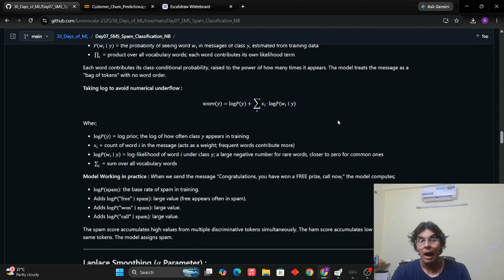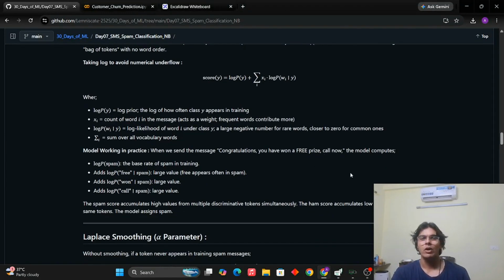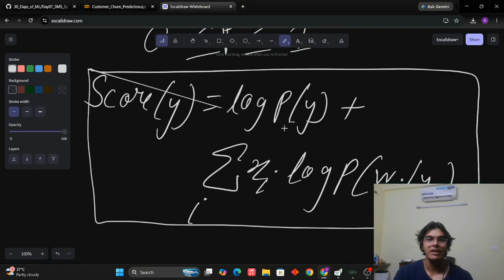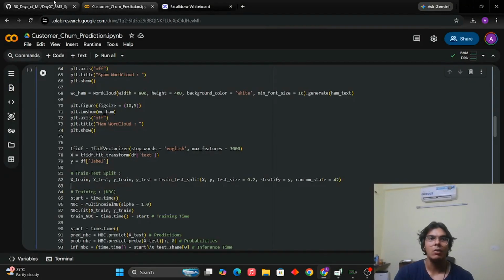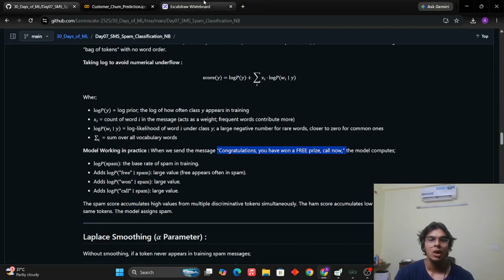But how is it running behind? What is it actually doing? So I have included an example. You can read it. This is how the model is working in practice. Let's say we send a message. This is the message: Congratulations, you have won a free prize, call now. So the model now calculates everything in it. It will calculate values for both the labels.